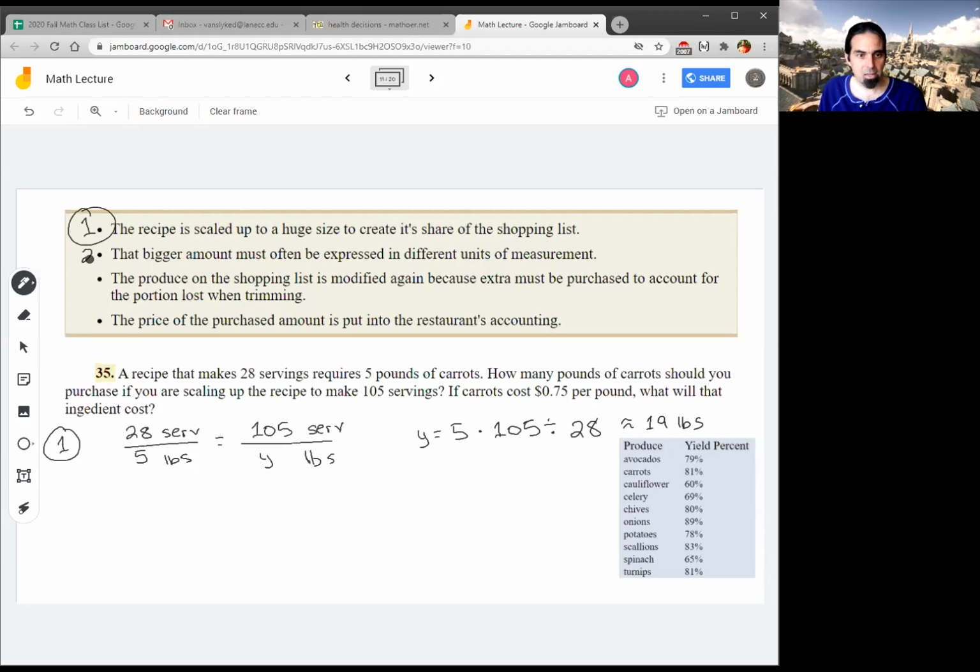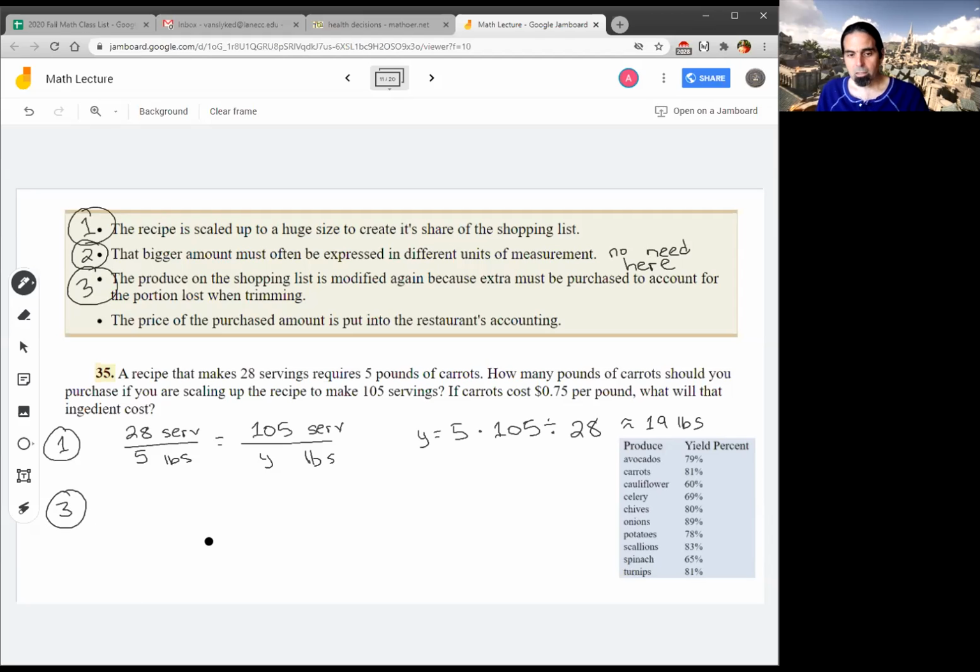Part 2. Do we need to change anything? No, pounds is still good. Sometimes we would want to change from tablespoons to cups or from quarts to gallons or something, but this is still a reasonable amount.